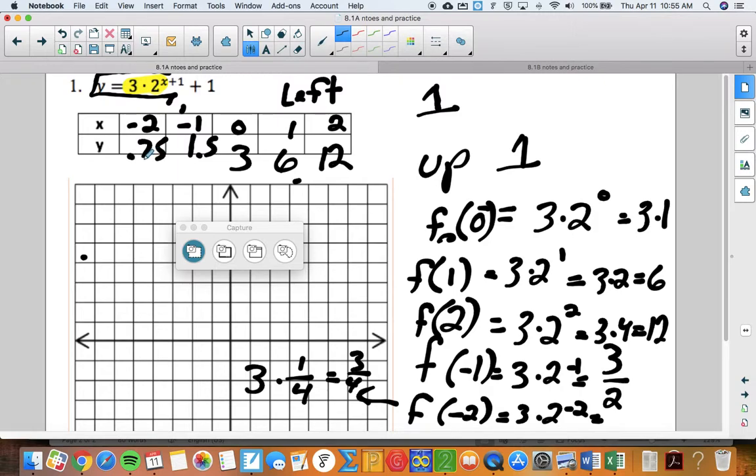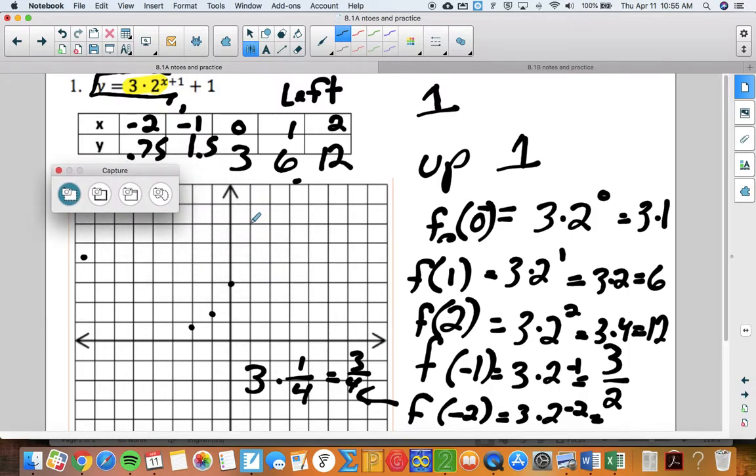So then we just graph these points: -2, 0.75, -1, 1.5, 0, 3, 1, 6, and 2, 12 would be off the charts. Now recall that these exponential growths typically just kind of level out. And if I kept doing negative numbers, folks, you would find that it never actually hits 0. It's going to hit some small values, but values that are greater than 0.